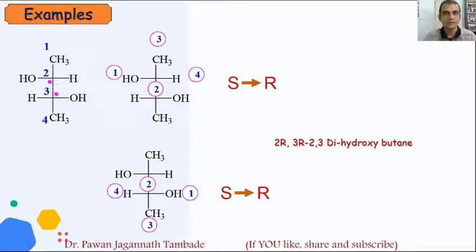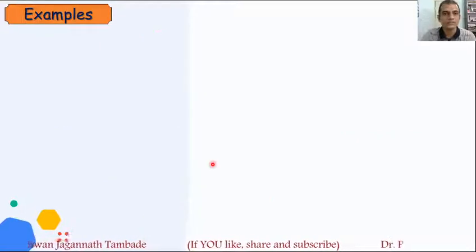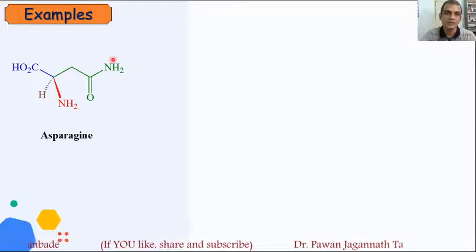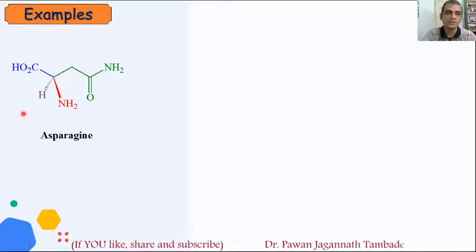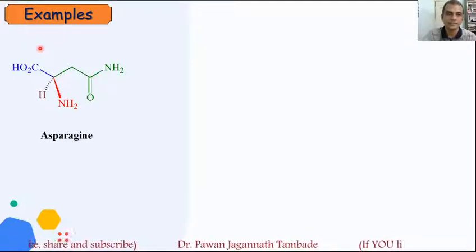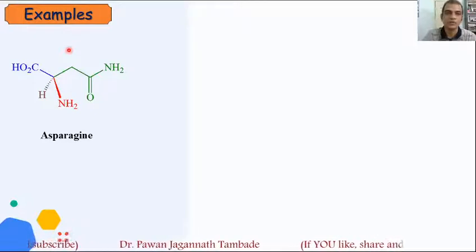Now we will see certain complex examples where we can assign R and S configuration. So look at this molecule. This molecule is asparagine. Suppose we want to assign RS configuration to this molecule. Now in this molecule, first of all, we need to find out the chiral center. That is the carbon which is attached to 4 different atoms or groups.